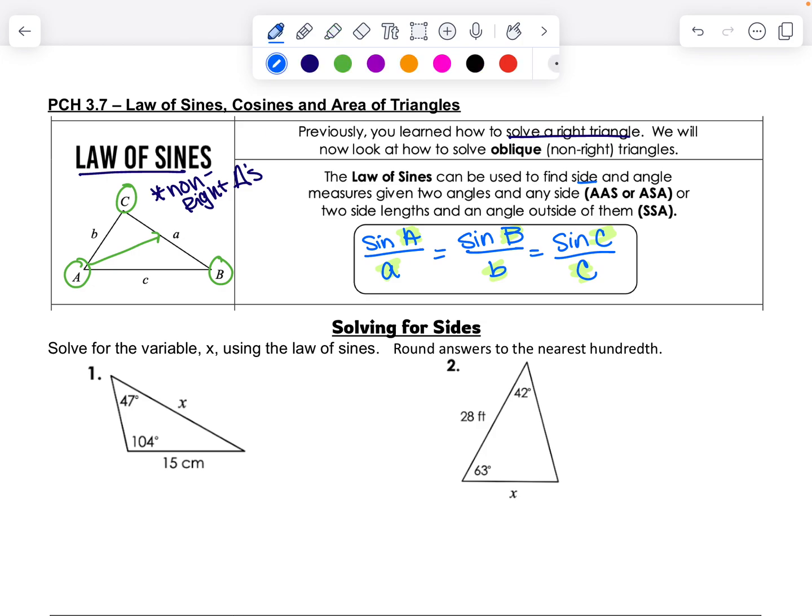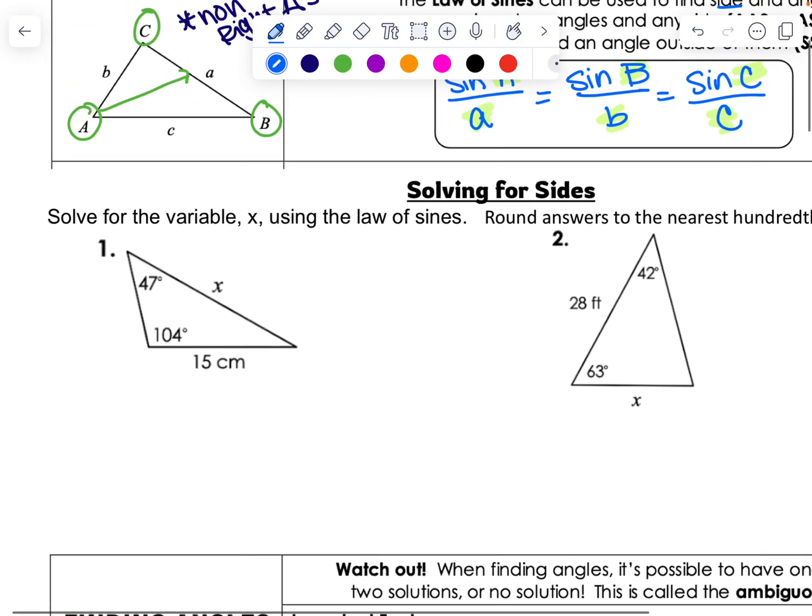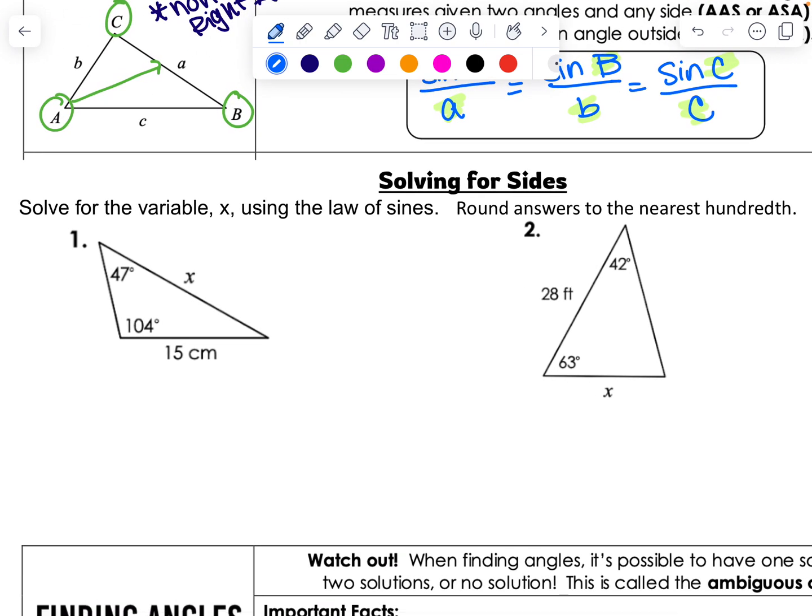So if I look at number one, we want to use the law of sines to solve these, and we're going to round all of our answers to the nearest tenth. First off, we see I have this 47-degree angle. I'm going to go ahead and label that as A, and we have side a that's 15. So we have an angle and its opposite side. And we can use that to find the angle 104 and its opposite side of x.